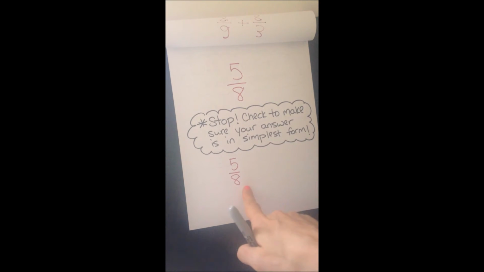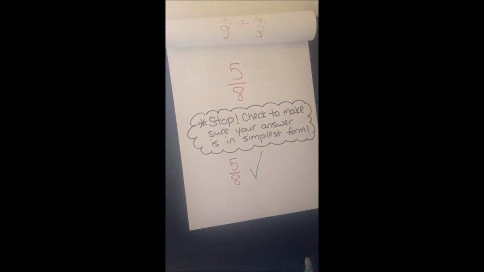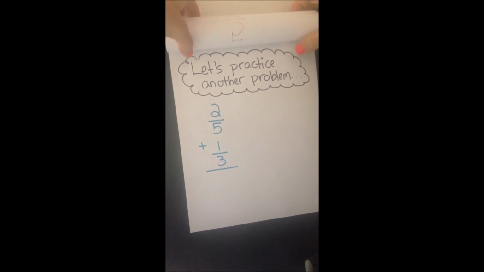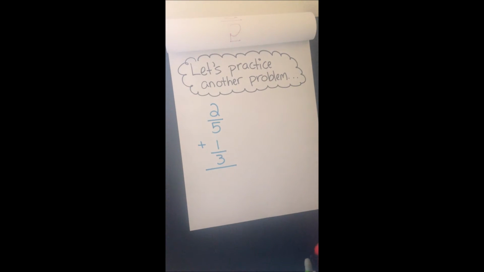5/8 is my answer, but first I have to make sure that my answer is written in simplest form. Can 5/8 be reduced? No, it can't. It's as small as it can go. So I am good. 5/8 is my final answer. Let's do one more problem just to practice and make sure we are good with adding fractions. I have 2/5 plus 1/3. Remember, the first thing I need to do is check my denominators. 5 and 3 are different, so I need to find my LCM.